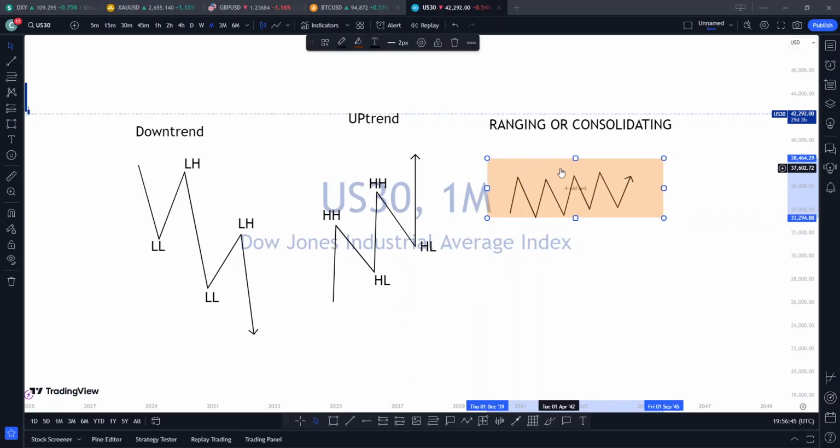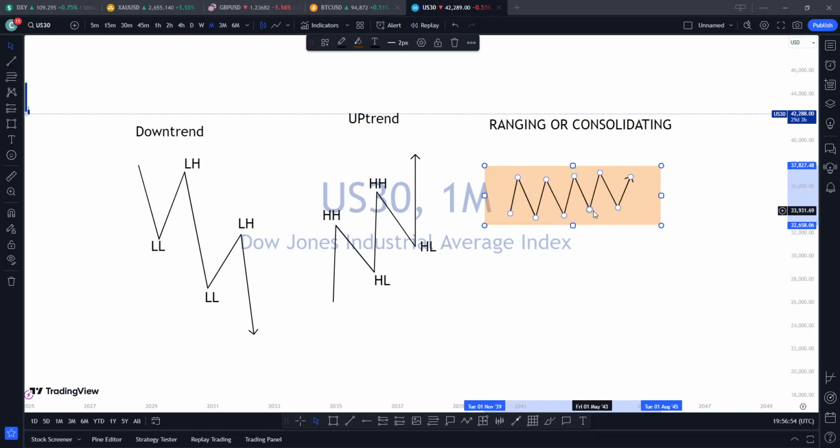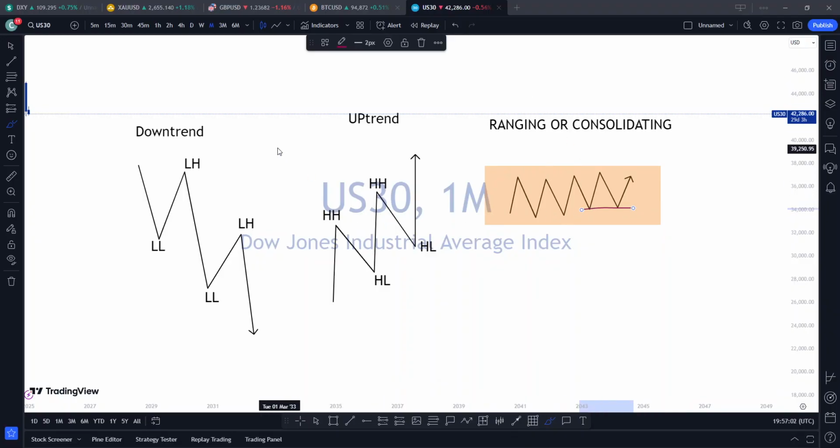So if you draw a box, you can notice that the market is just ranging in that kind of box, right? And like I said, it doesn't have to be equal or perfect. You can see the one I drew here, it's not that perfect, but it's still ranging, right? Because it's not giving a solid structure, just like the first and second example I gave you on the downtrend and uptrend. So that means the market is ranging, right? Those are the basic market structures.